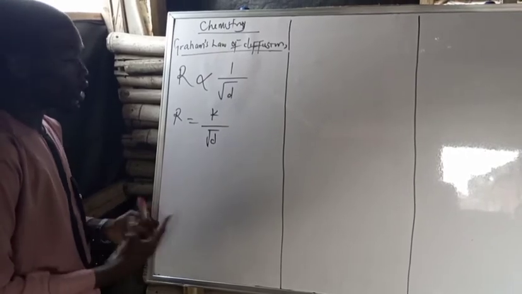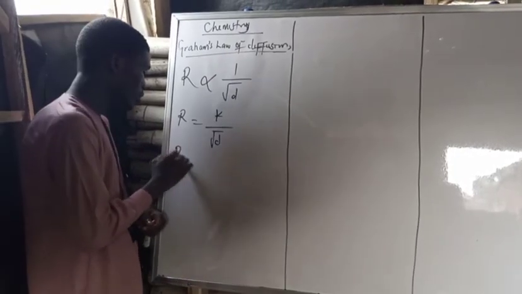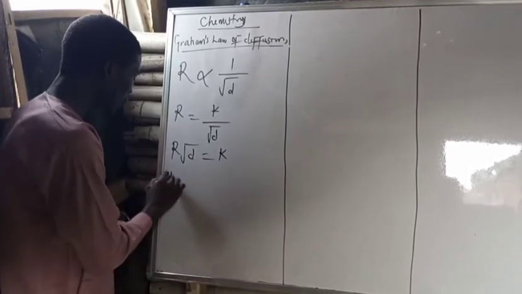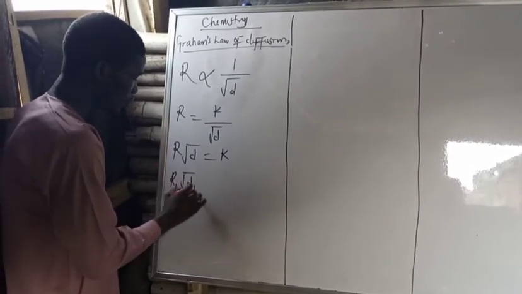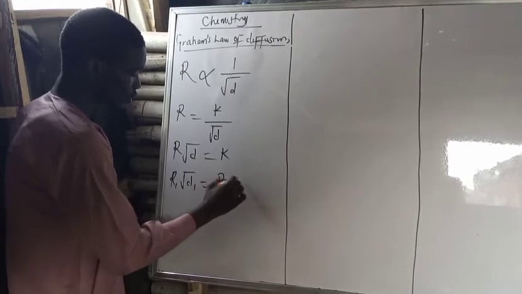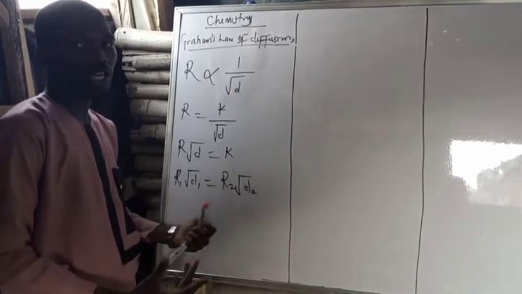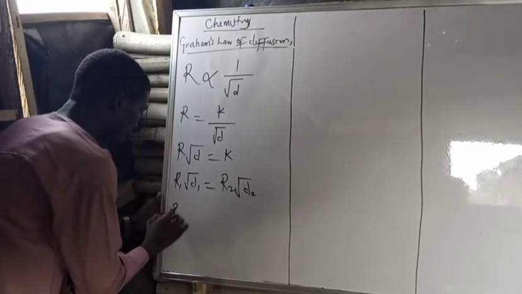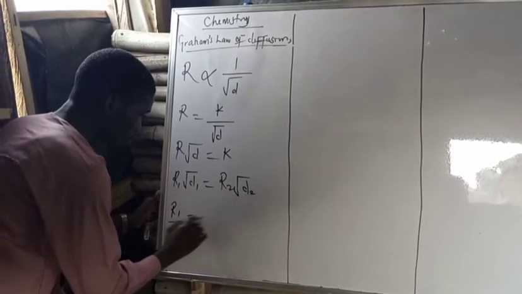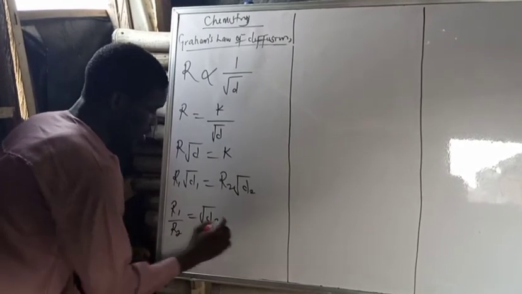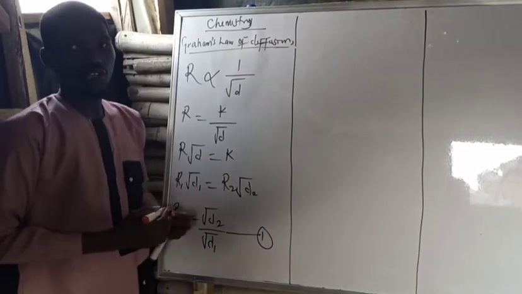Then we cross multiply. So we have R times the square root of D is equal to K. So we have R1 times the square root of D1 is equal to R2 times the square root of D2. So we divide both sides or interchange. So we have R1 over R2 is equal to the square root of D2 over the square root of D1. I call this one the first formula.